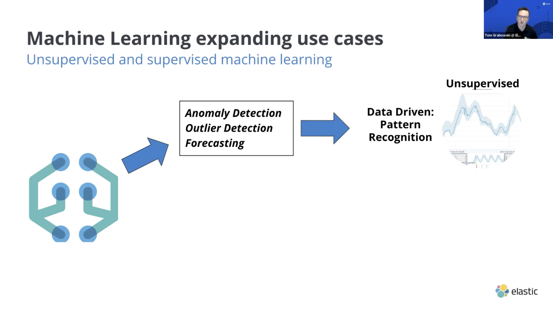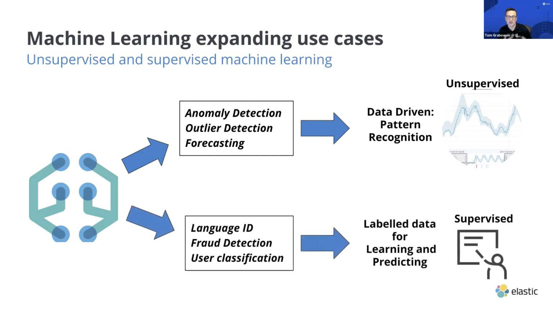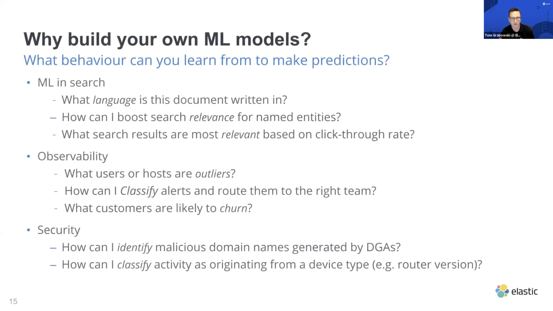But there is a whole set of other use cases in machine learning that we call supervised machine learning. That's where we take a labeled data set and we use that to learn and to make predictions on. And that goes across many different categories of machine learning capabilities, and we're building a lot of this into Elastic as well. We have a model for understanding what language a message is coming from. So if you need to send that to the right language processor, we have customers using it for identifying what fields are for fraud or user classification. There's a lot of things you can do, and a lot of reasons you'd want to create your own models.